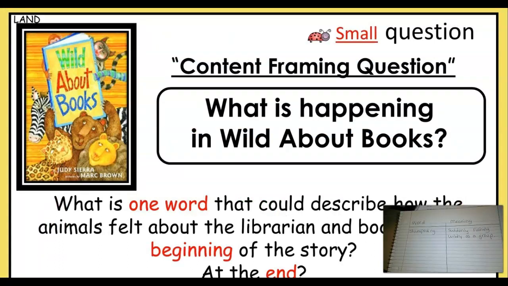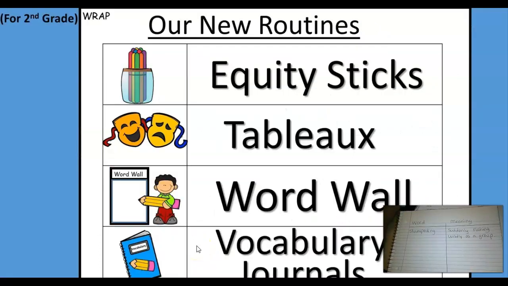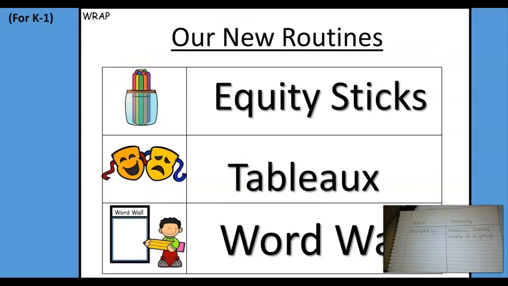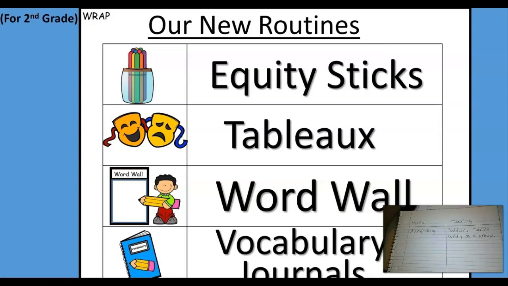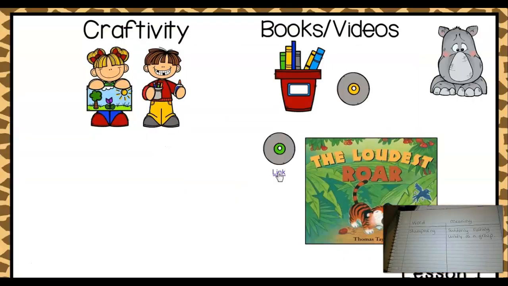So this is our small question. What is happening in Wild About Books? What is one word that could describe how the animals felt about the librarian and the books at the beginning, and how did they feel at the end? We're going to talk about this in our live lesson. Remember the new routines we learned today. We learned a tableau, a word wall, and we learned to use our vocabulary journals.